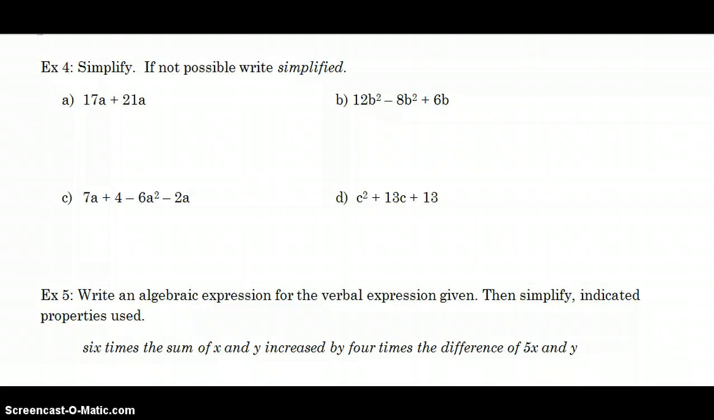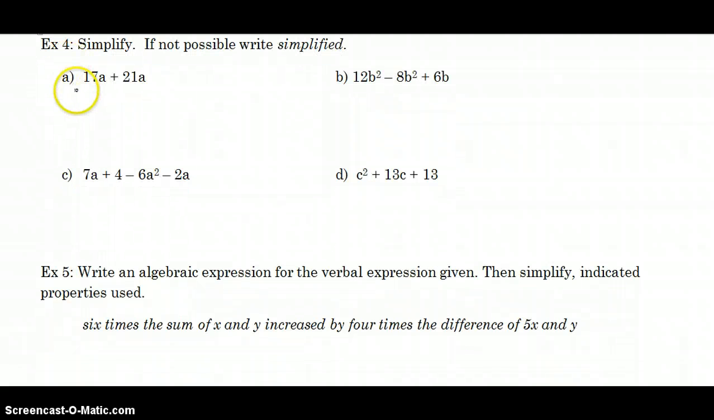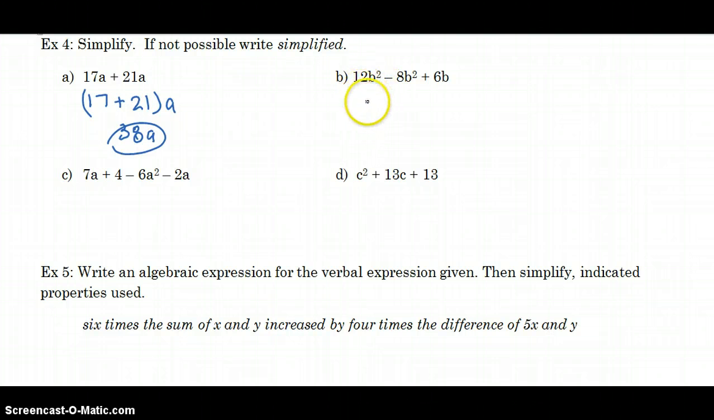All right, let's work on simplifying. For 4a, are these like terms? They both have a. A is to a power of 1, so those are alike. You can undo the distributive property. Some people like to say, well, that's 17 plus 21 with the a outside, and 17 plus 21 is 38a. So that's showing using the distributive property. For b, if I wanted to use the distributive property, the like terms here are b squared. So I can take out the b squared, and that's 12 minus 8 plus 6b.